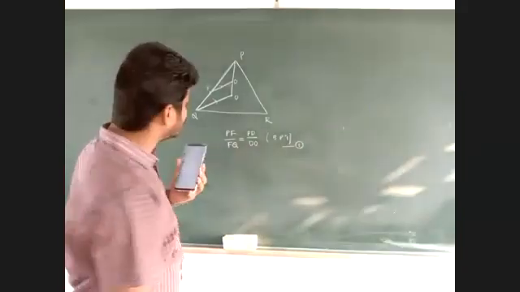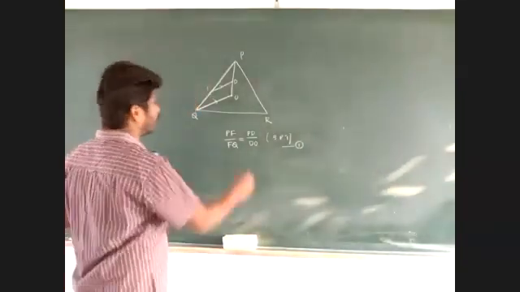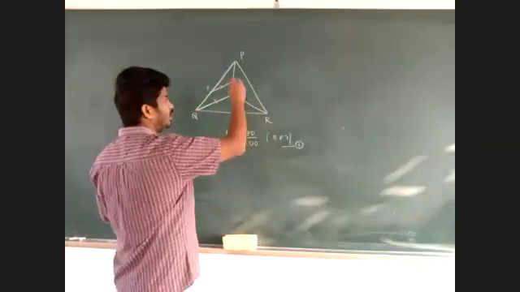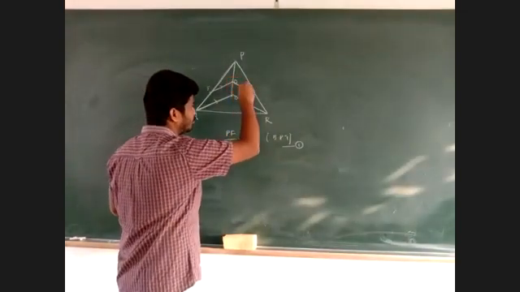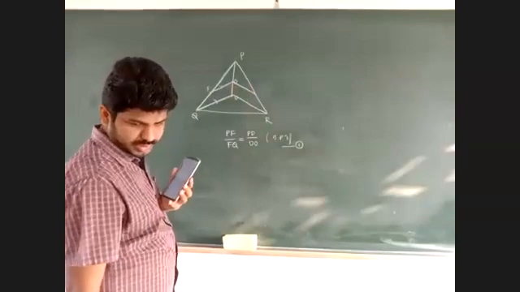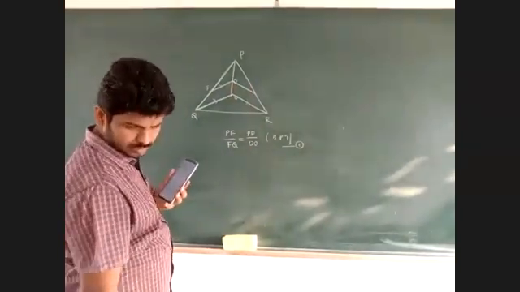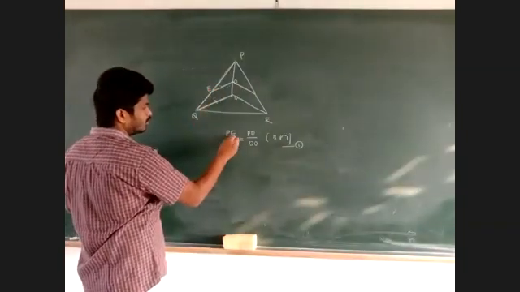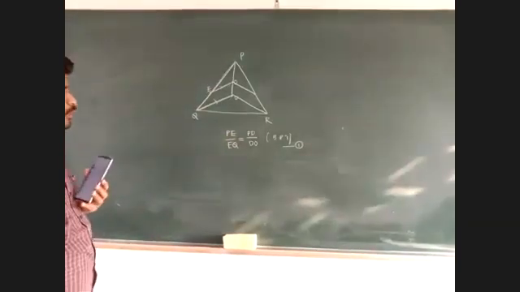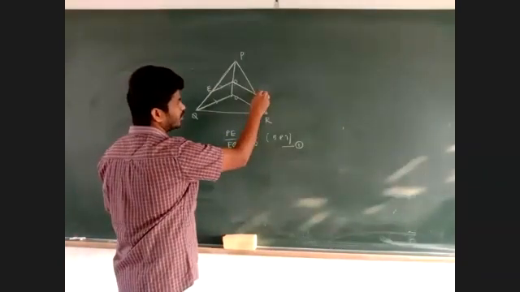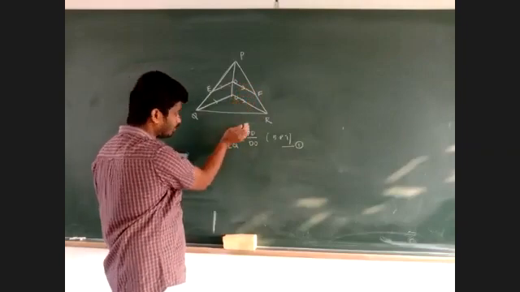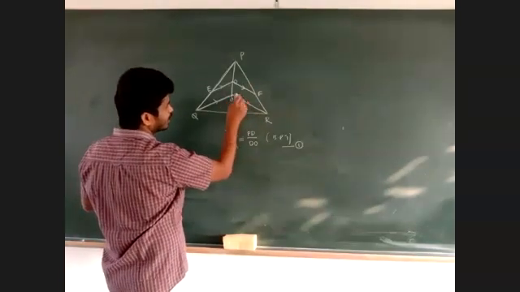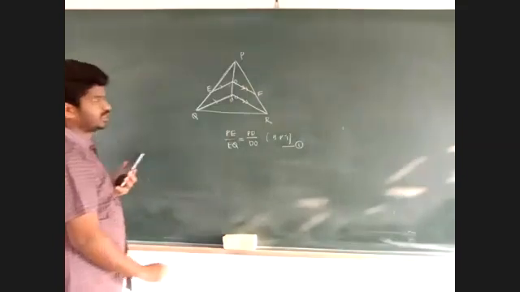DF is parallel to OR. This is OR, and this is DE. Sorry, this is E, not F. PE by EQ equal to PD by DO. Now, DE is parallel to OR. Then apply basic proportionality theorem.